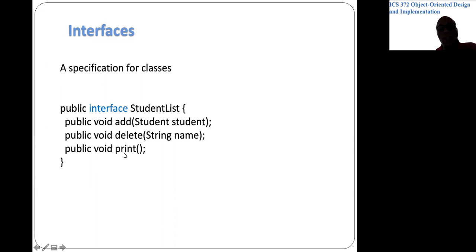So for example, we are saying that there is an interface called student list and it has these methods. This is nothing but a specification saying if you write a class that implements student list, it has to have these methods. So you can have a number of implementations of this specification.